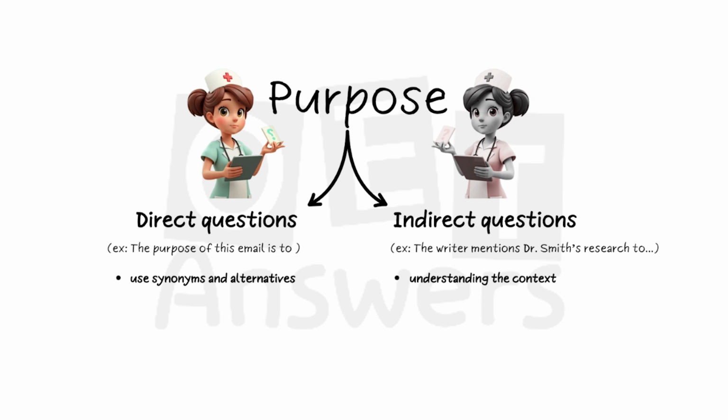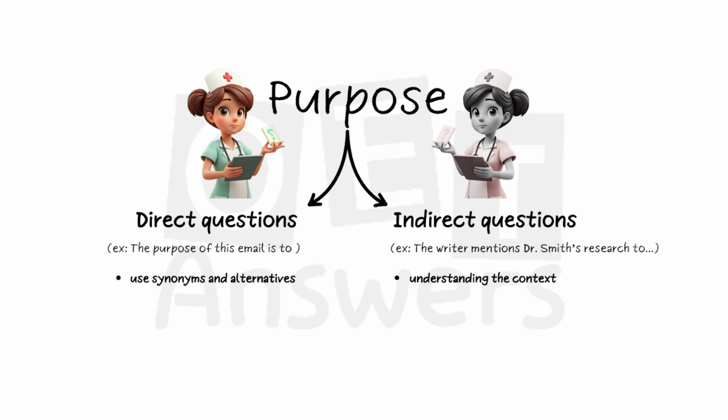Purpose-based questions are of two types: direct questions and indirect questions. How will the direct questions be? For example, I have given, the purpose of the email is to. If in the question they have mentioned purpose, that is a purpose-based question. We can also use synonyms or alternatives. Instead of purpose, we can see another form like objective or other things. These are the direct questions.